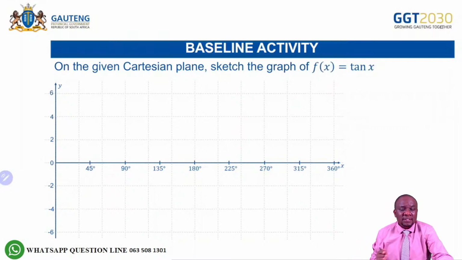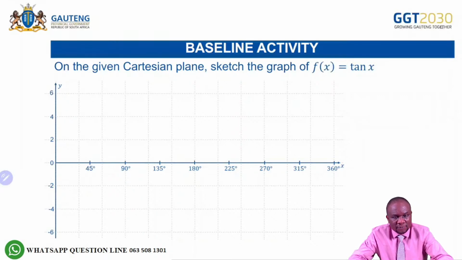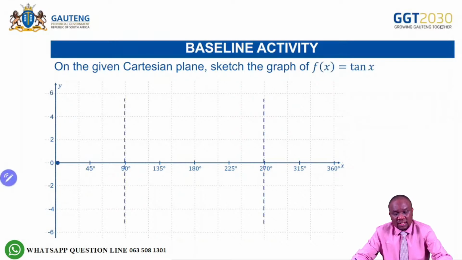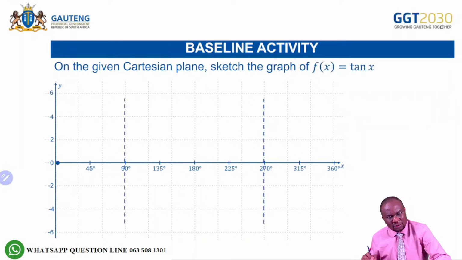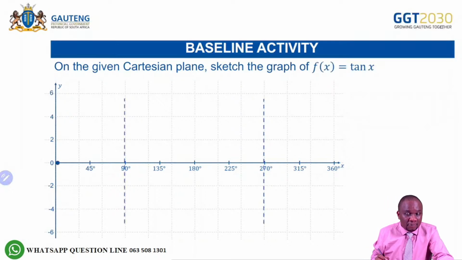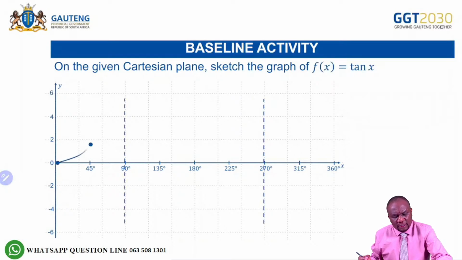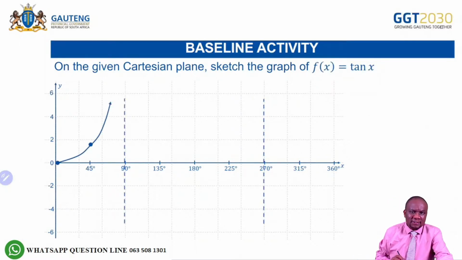In this domain, 0 to 360, you must know that there are two asymptotes. Where are those asymptotes? At 90 degrees and at 270 degrees. Start by drawing those asymptotes. So we have the two asymptotes. You have to remember that. And then at 0, the graph is at 0, so the y value is 0. And then at 45, you must know that the y value is 1. And then you can sketch your graph like that.